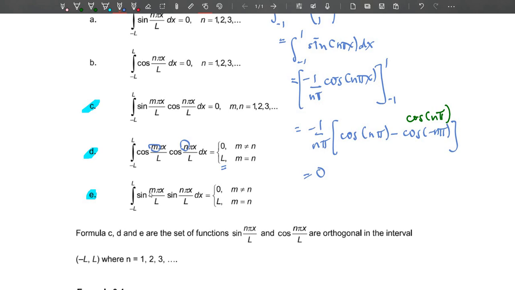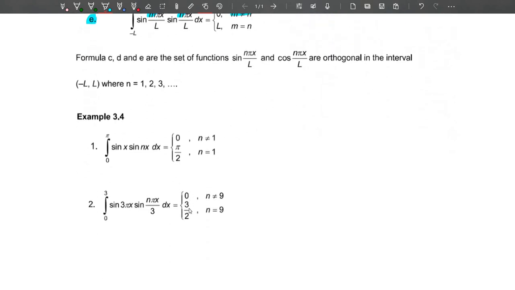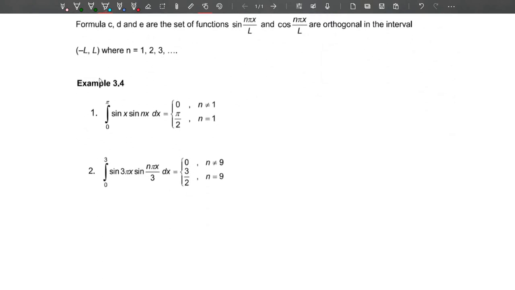The same goes for sin. I think it's better for me to use the highlighter. If m does not equal n, that means it is equal to 0. And if m equals n, it is equal to L. So, let's look at two simple examples.